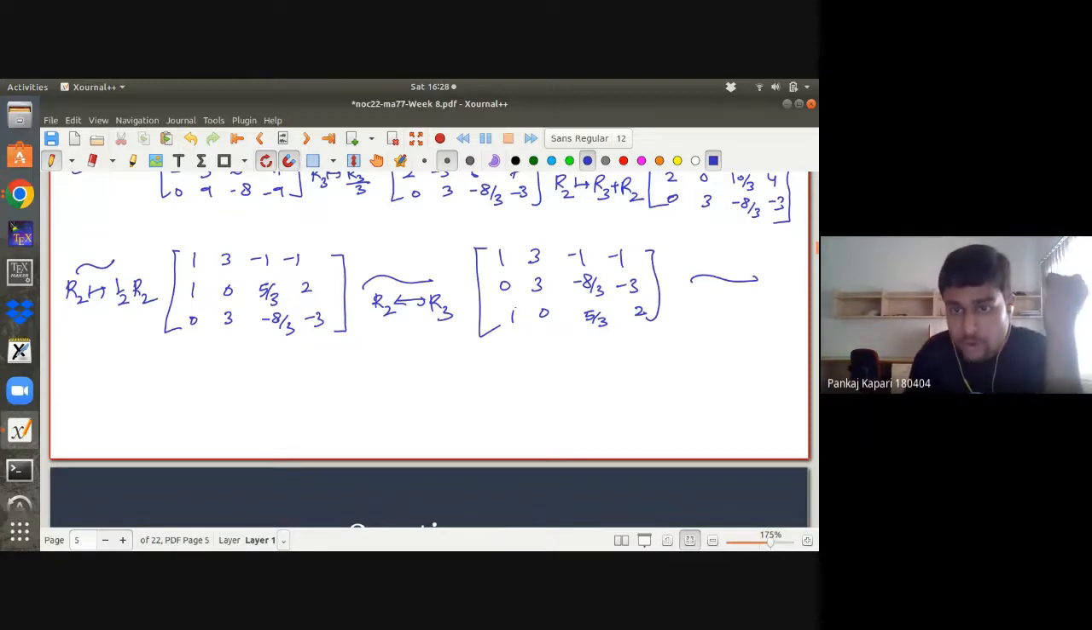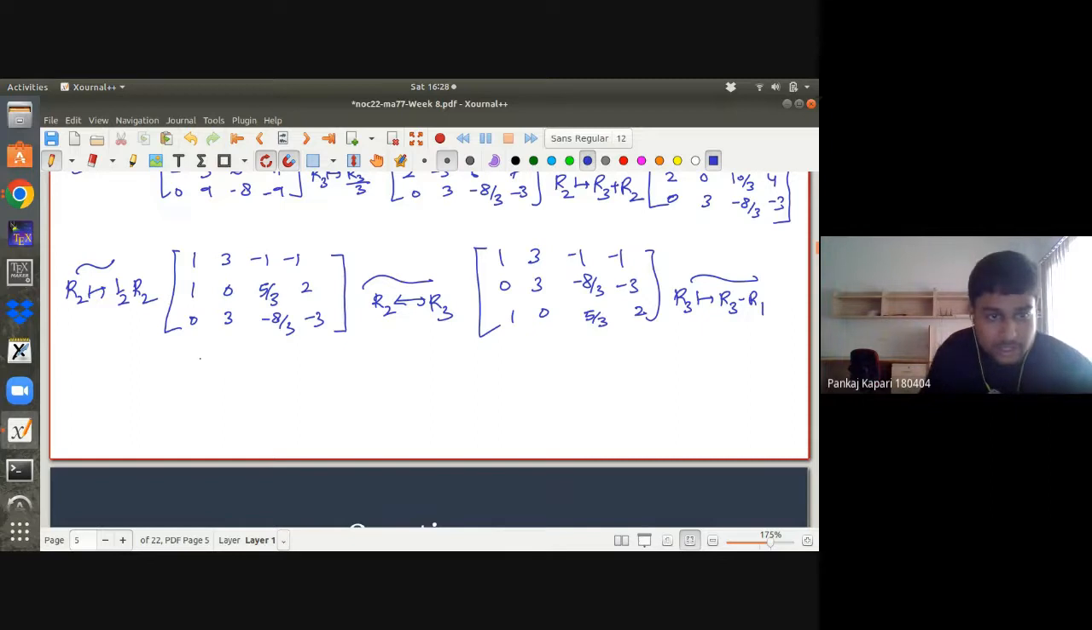So now we want to make this entry 0. So what we'll do, we subtract the first row from the third row. We'll change the third row and subtract row 1 from it. And this will give us 1, 3, -1, -1, 0, 3, -8/3, and -3.